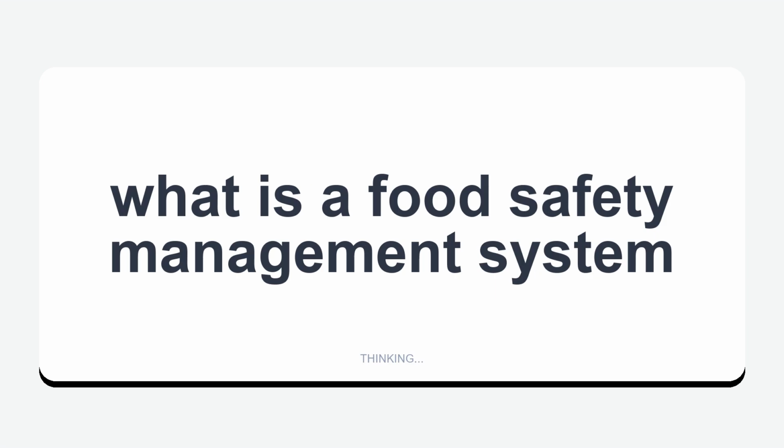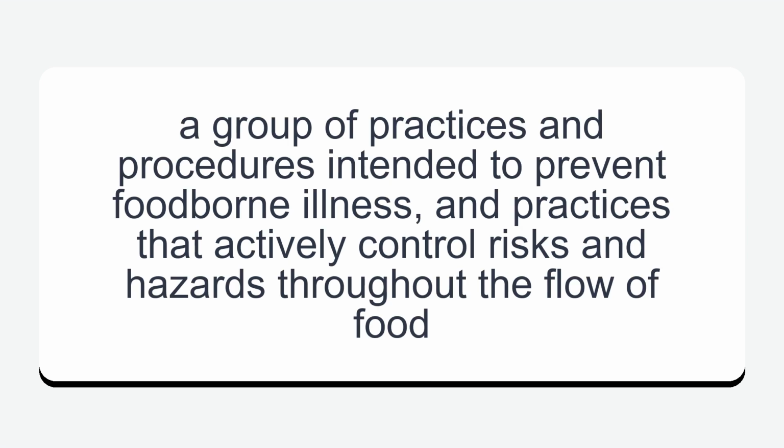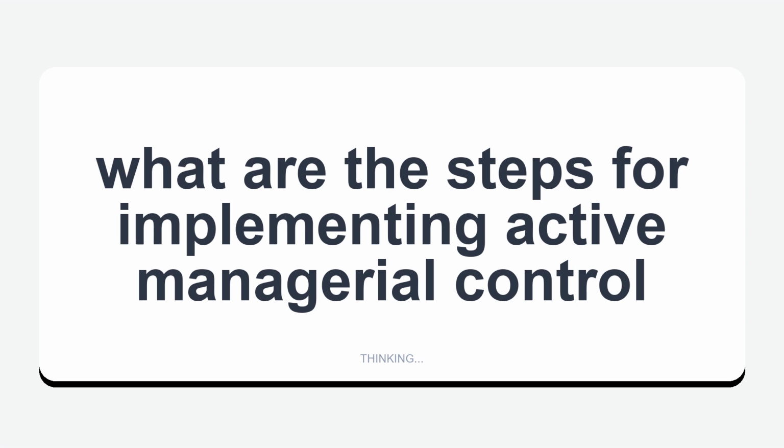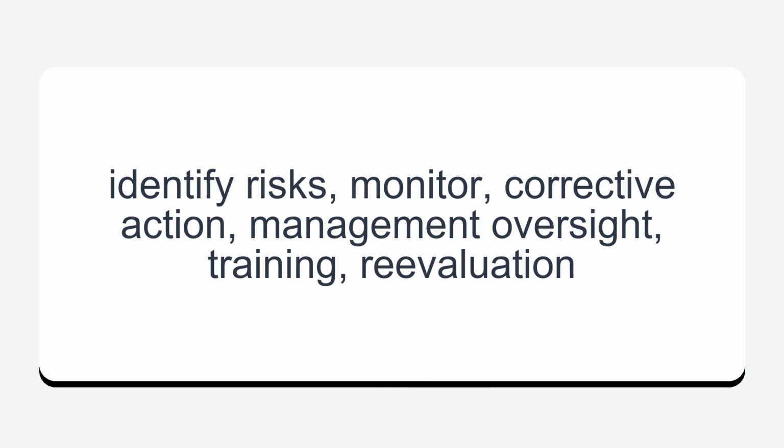What is a food safety management system? A group of practices and procedures intended to prevent foodborne illness, and practices that actively control risks and hazards throughout the flow of food. What are the steps for implementing active managerial control? Identify risks, monitor, corrective action, management oversight, training, re-evaluation.